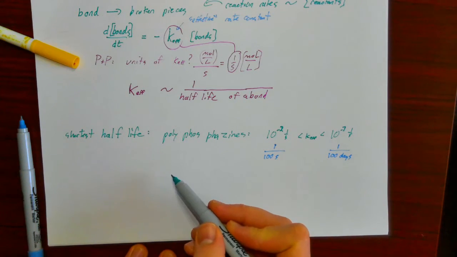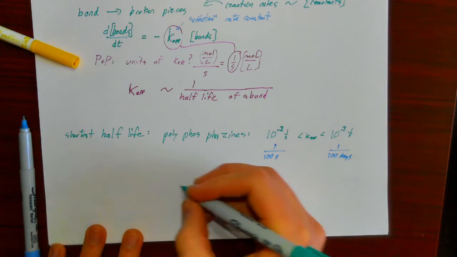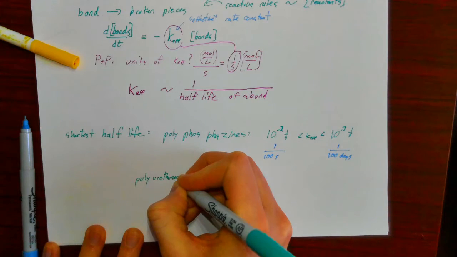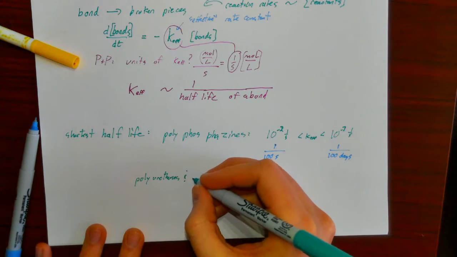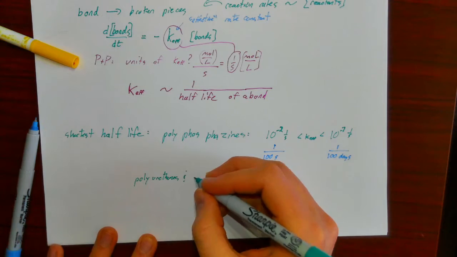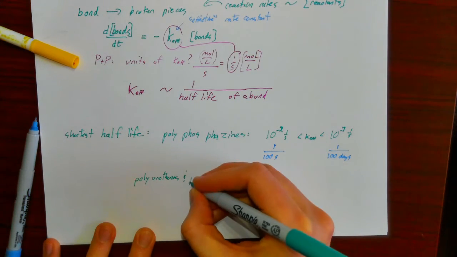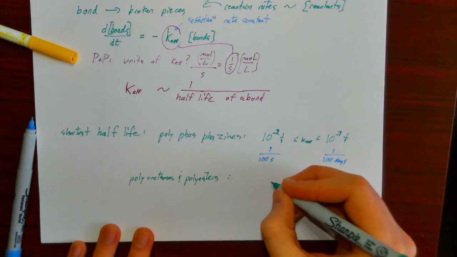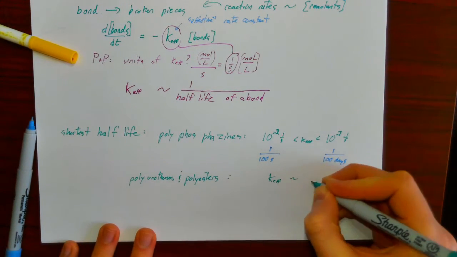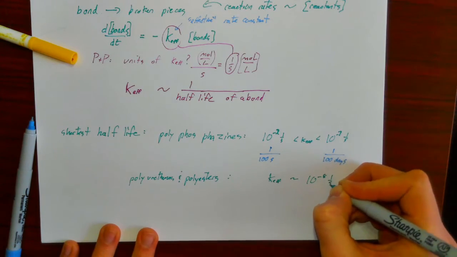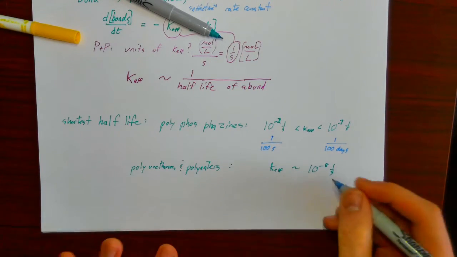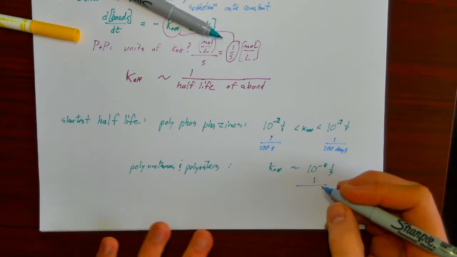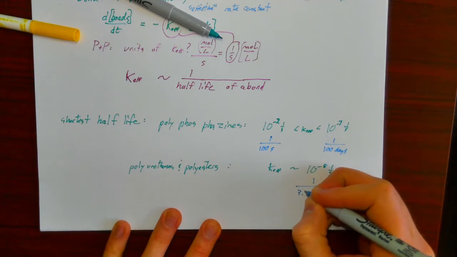Building up towards longer half-lives, polyurethanes and polyesters have a K effective on the order of 10 to the minus 8th inverse seconds, which, if you wanted to put that in terms of 1 over half-life, would be on the order of 1 over 3.2 years.